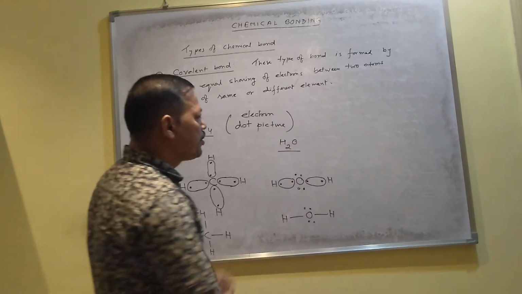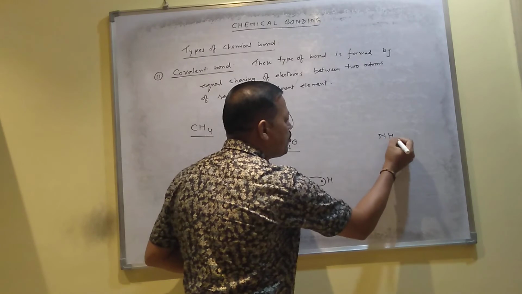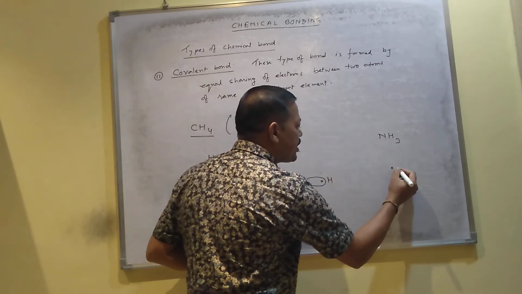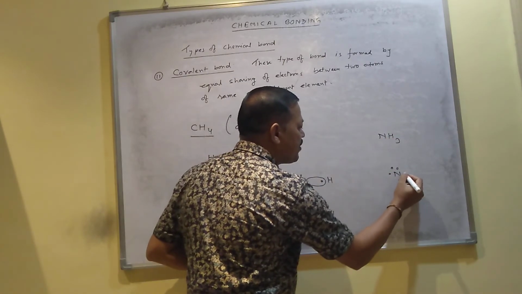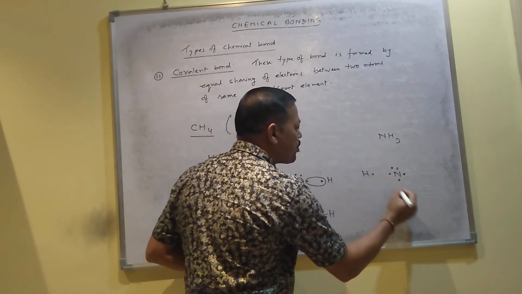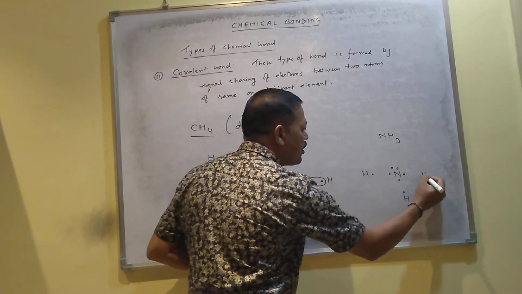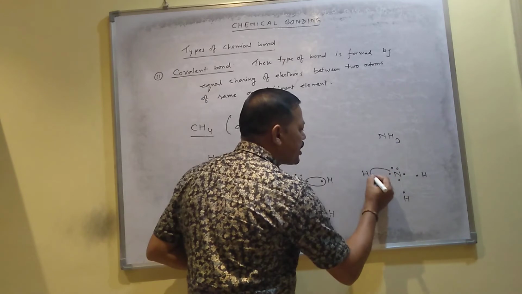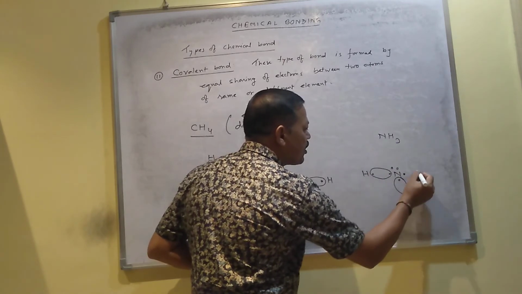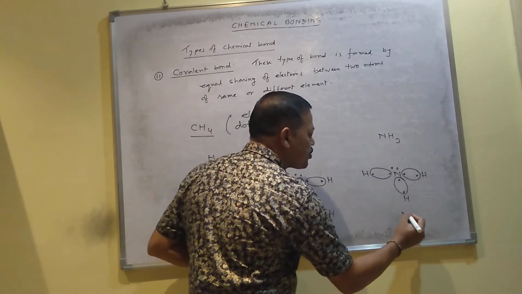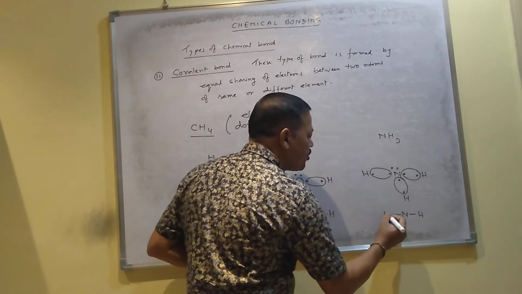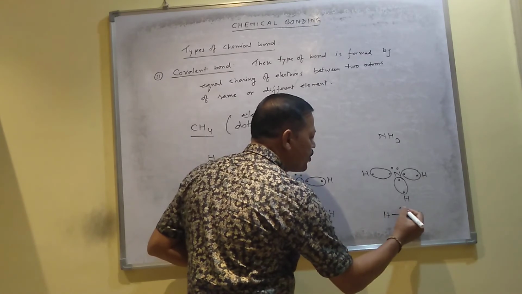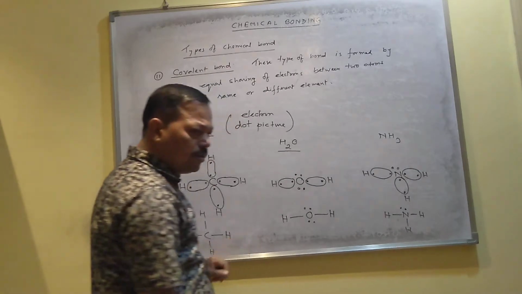When you draw the dot picture, you have to show the lone pair also, if a lone pair is present. If you want to draw the ammonia molecule NH3, this is nitrogen, nitrogen carries 5 electrons in the valence shell, hydrogen contains 1 electron, 3 hydrogens, that's why I have written 3. So sharing takes place like this. After sharing, they produce 3 separate single bonds with hydrogen, and 1 lone pair will be present on nitrogen.